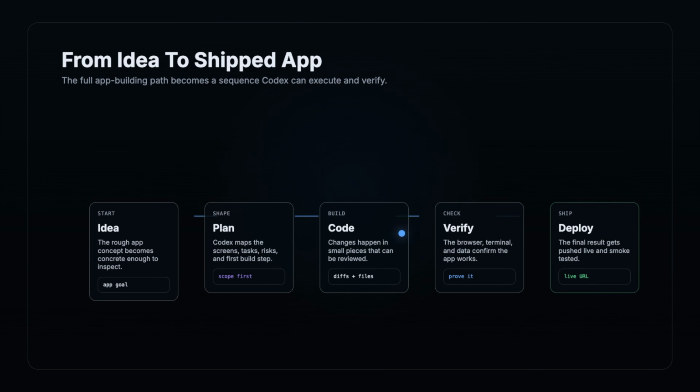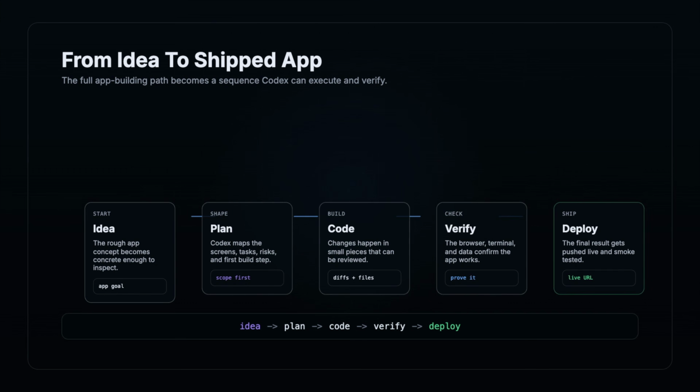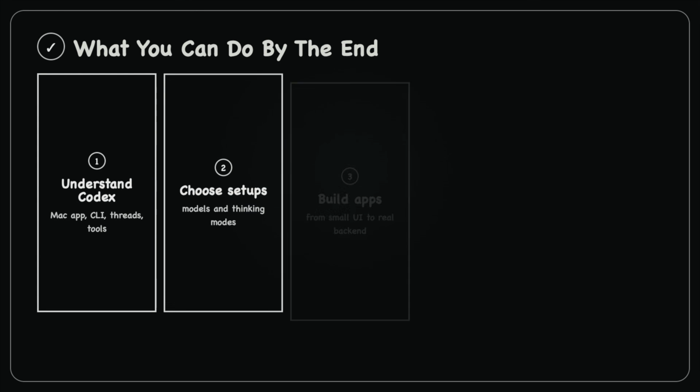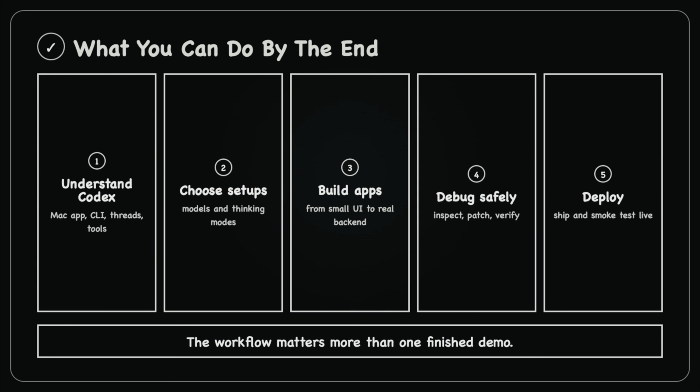We'll use Codex to plan, architect, design, implement, debug, and ultimately deploy a production-ready app from scratch. By the end, you should understand the full Codex workflow well enough to take your app idea, break it into manageable steps, and use Codex to build it with much more confidence.